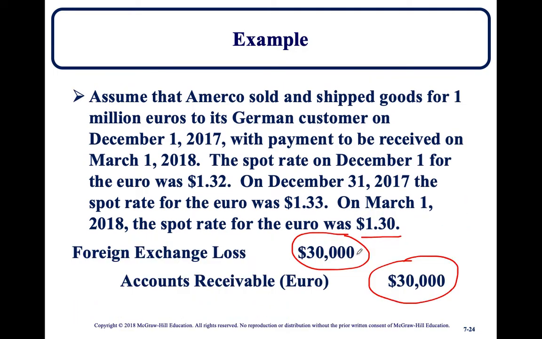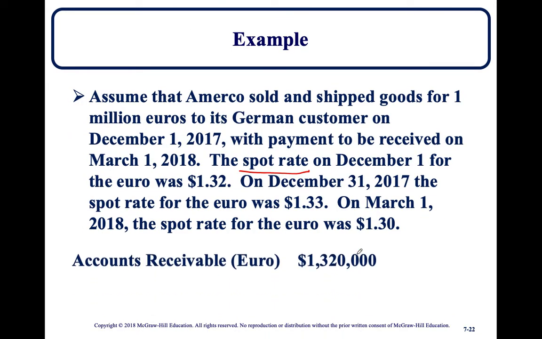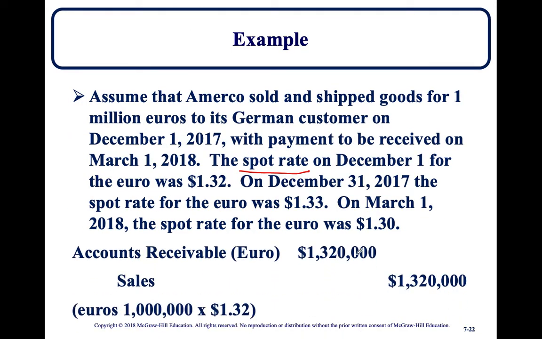Now, going back, if instead of being an exporter, I'm an importer, I'm buying the merchandise from the German customer or vendor. If I'm buying merchandise, then I'm going to have an accounts payable. I'm buying inventory, so I'm gonna debit inventory, assuming we're using the perpetual system, and then I'm going to credit accounts payable.